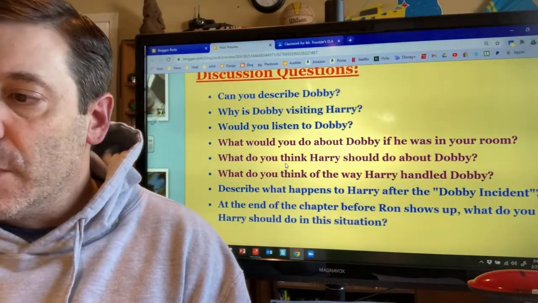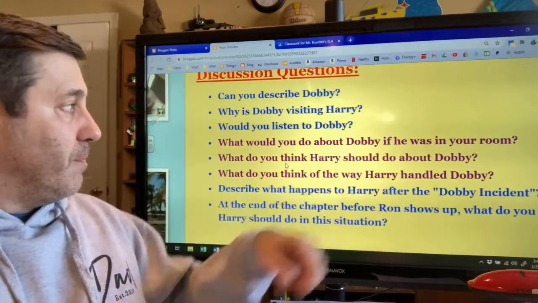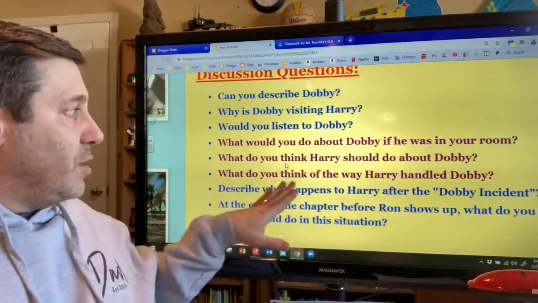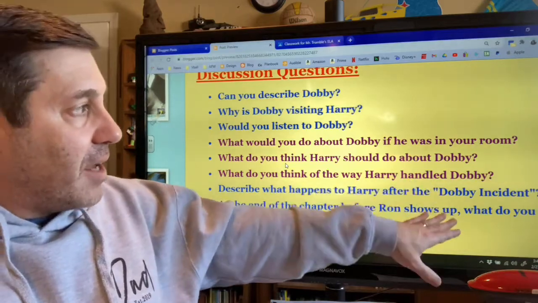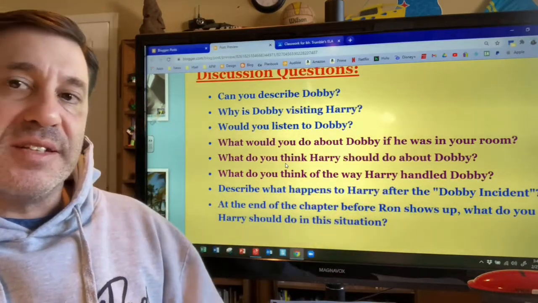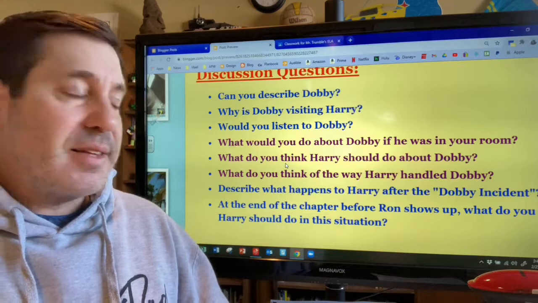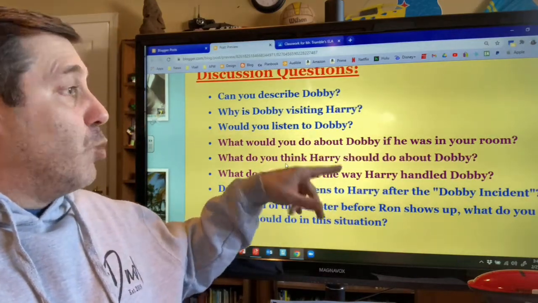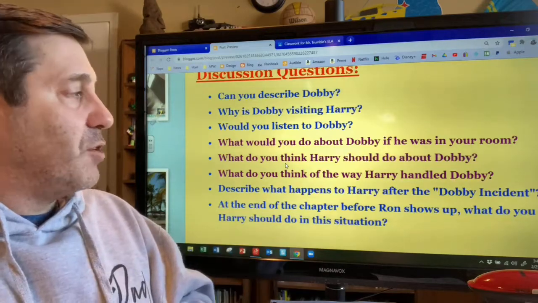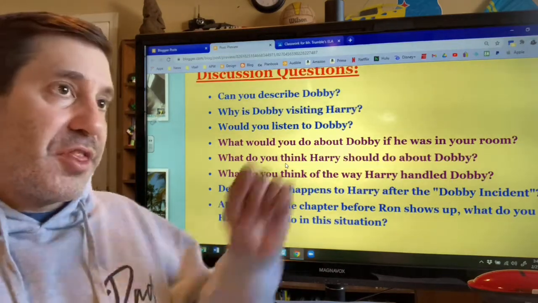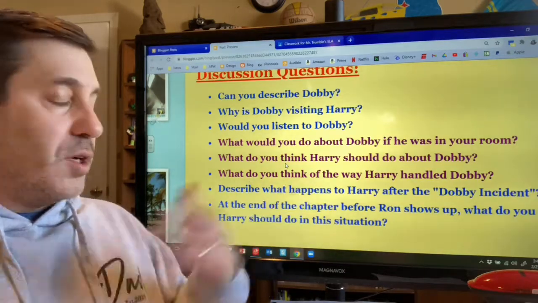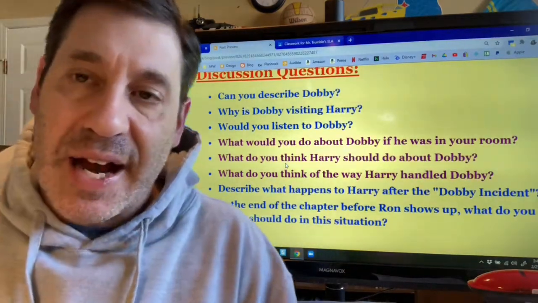What would you do about Dobby if he was in your room? What do you think Harry should do about Dobby? What do you think of the way that Harry handled Dobby? So it's all addressing the same issue, but it's a slightly different conversation. The first one is, what would you do if you were Harry? The second is, what do you think Harry should do? And the last one is, what do you think of the way Harry handled it? Did Harry handle it the right way?